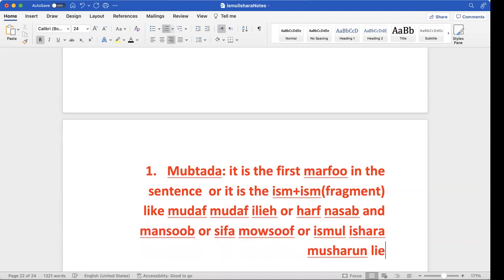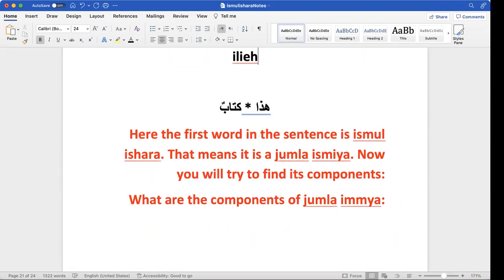Understood? So if it is a single ism, then it will be marfu. If it is mudaf ilayh, then mudaf will be marfu. If it is ismul ishara musharun ilayh, then obviously haza, zalika, those are all ismul ishara, marfu. If it is harf nasab mansub, then it will start with inna, anna, and all that. Now coming back to this sentence, haza kitabun. You have only one ism here, right? You don't have ism plus ism connected as a fragment, because kitabun is not a fragment of haza. If there had been al here, then this would have been ism plus ism as a fragment. So haza is separated from kitabun.